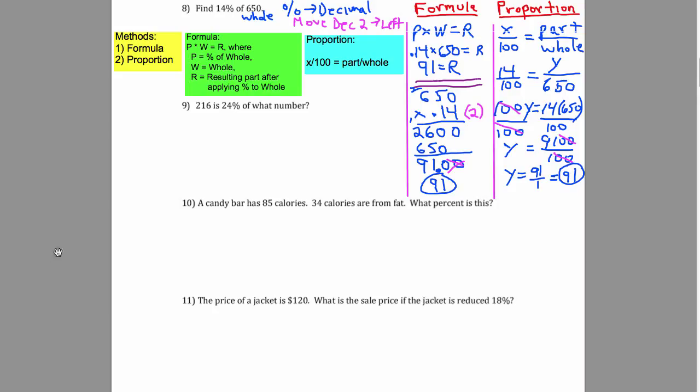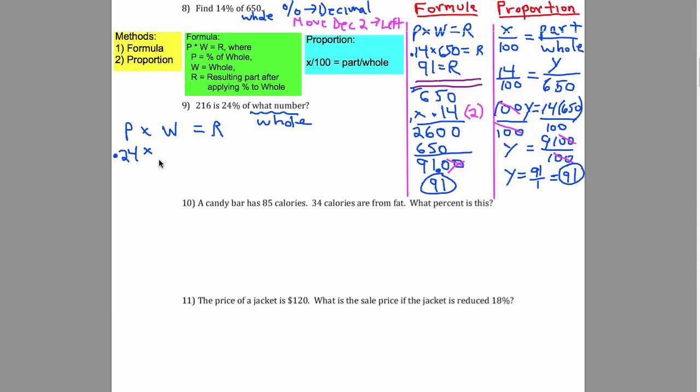Problem number 9. 216 is 24% of what number? 24% of what number? Percent of the whole. So let's power it up. The familiar P times W equals R. The percent given is 24%, so we'll write that as 0.24.